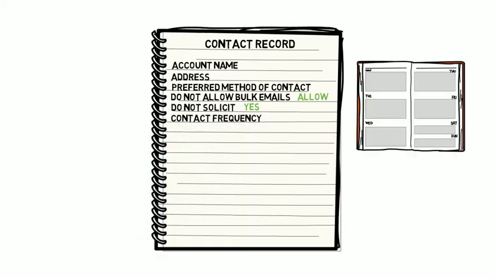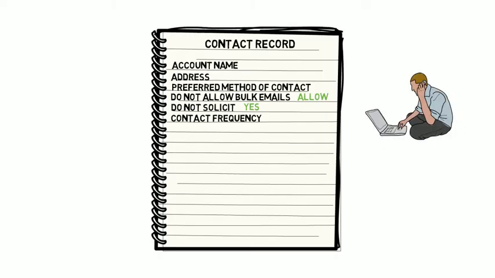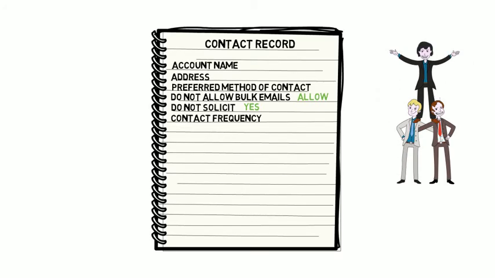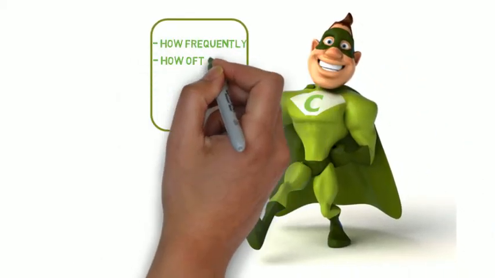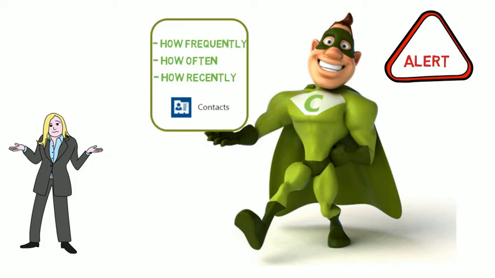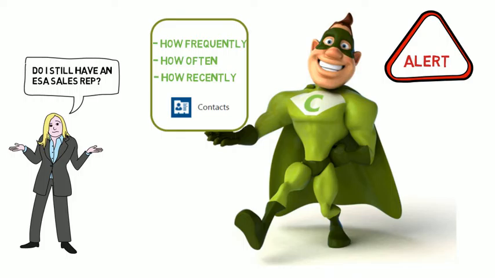Contact frequency reflects your plan as to how often we should have a conversation with this person. This is partially based on what they prefer, but is also a function of your judgment as to the right frequency to keep ESA visible to the customer and to continue to build the relationship. Cyrus features several fields that will show us at a glance how frequently, how often, and how recently we've been in touch with a contact. This can give us a heads up if we are in danger of neglecting a contact for too long.